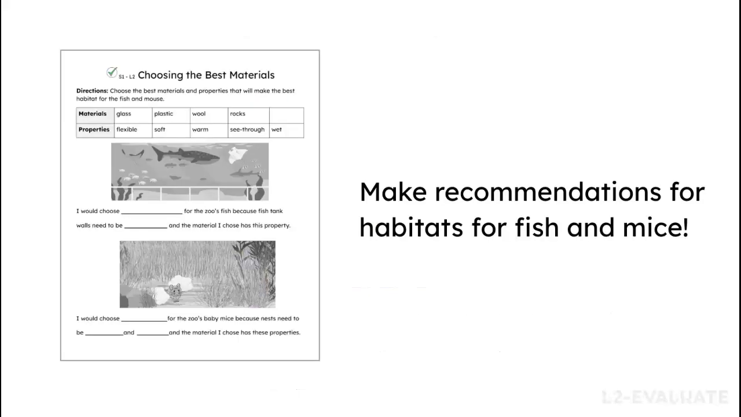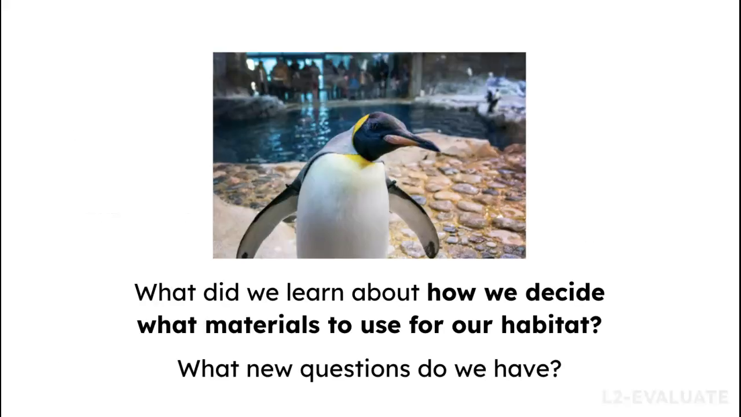For the Evaluate portion, you'll have students work individually to complete the Choosing the Best Material Quick Check student journal page. To support student sense-making across the unit, you'll orient them back to the driving question board. You'll ask students, what did we learn about how we decide what materials to use for our habitat, and what new questions do we have?